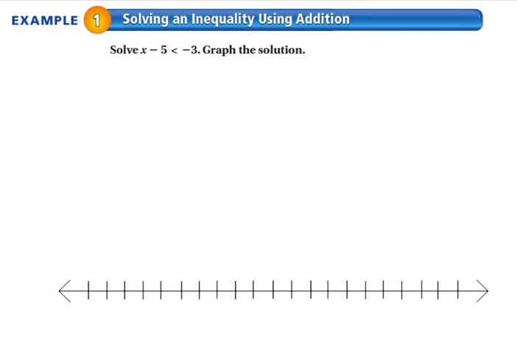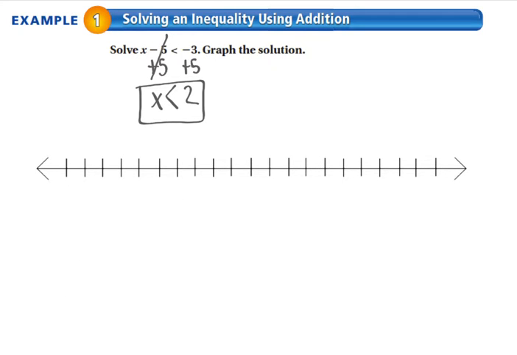So let's solve x minus 5 is less than negative 3. We follow the exact same steps we would if this were an equation. We need to get rid of the negative 5, and you do that with the opposite, positive 5. We need to do it on both sides, the addition property of inequality. And x is less than, we just copy down the exact same sign, less than. Negative 3 plus 5 is 2. So our solution is x is less than 2.